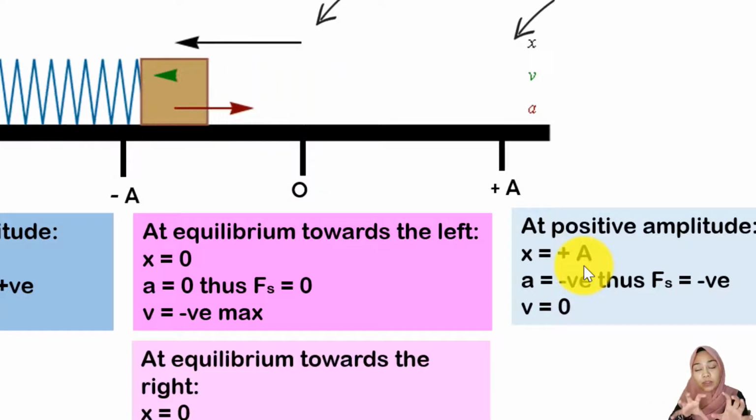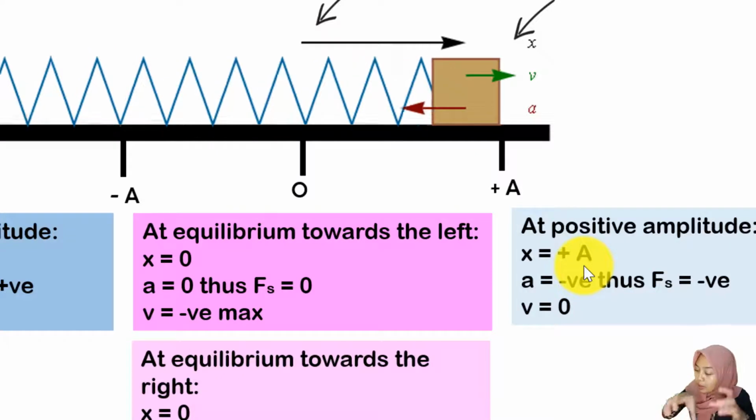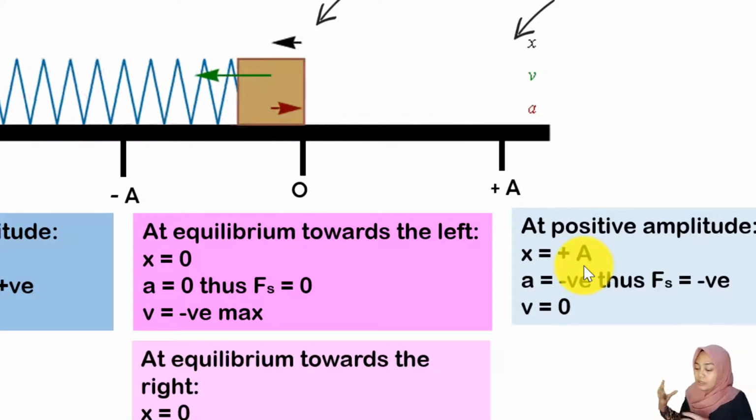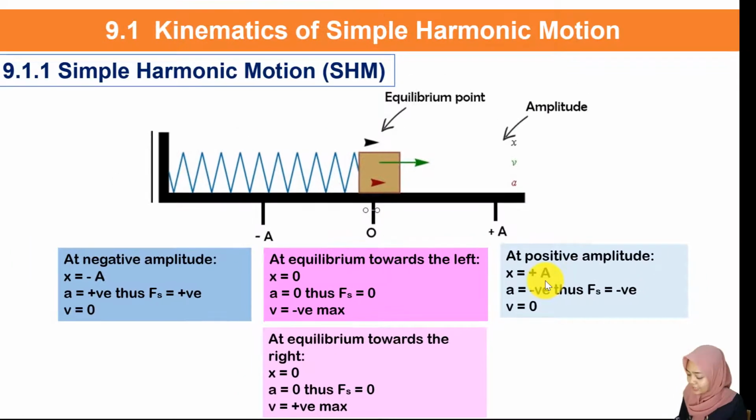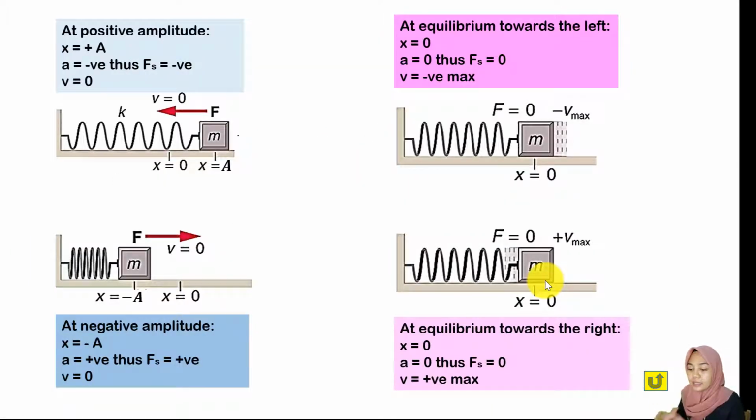But what happens if the object is at equilibrium but moves to the right? Again, the displacement is 0, the acceleration is 0, and the restoring force is also 0. But look at the value of the velocity. Now it becomes positive maximum. This is the summary of what I've explained just now.